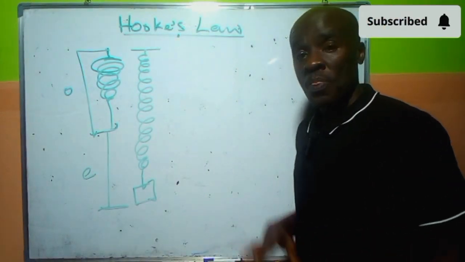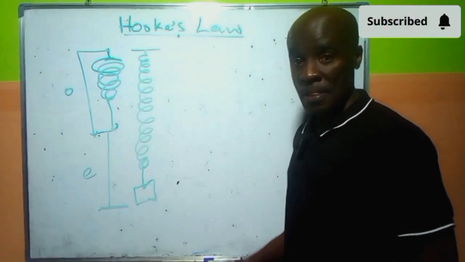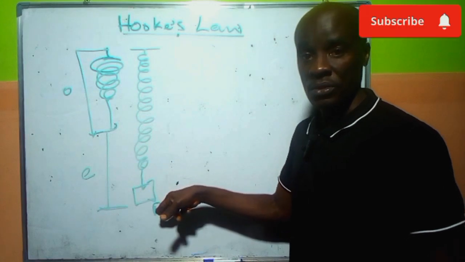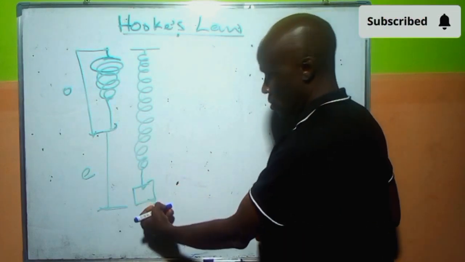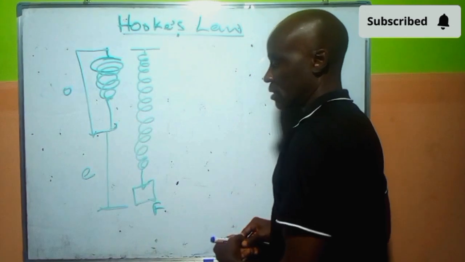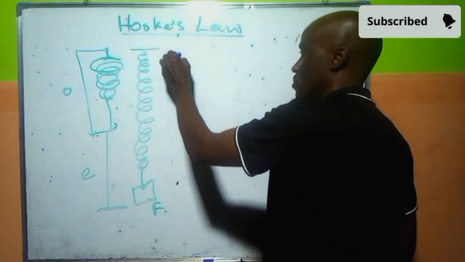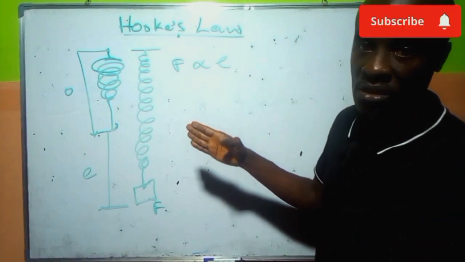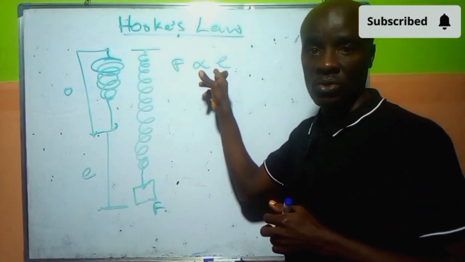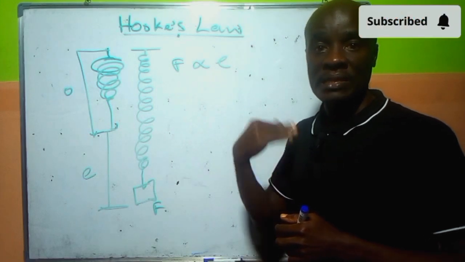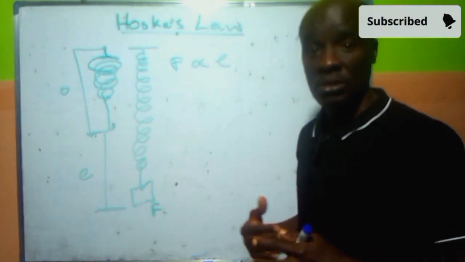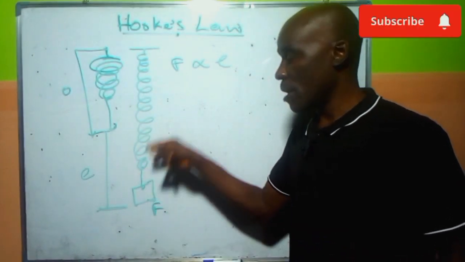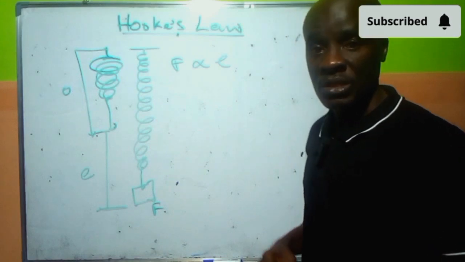According to Hooke's law, this thing that happens here, this is our force, F. The load has a force as a result of gravity. This is the force that is acting on it. According to Hooke's law, this force is directly proportional to what? Extension. As the force increases, the extension will also increase, as long as it has not exceeded the elastic limit. Once it has exceeded the elastic limit, it can never be elastic again. The elastic property will disappear.